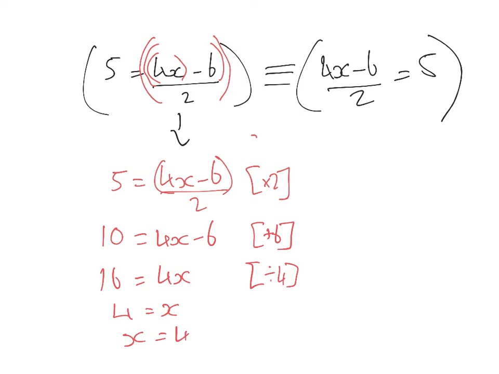Just test it, does it work? So is 5 equal to 4 times our x value, which is 4, take away 6, divided by 2. Well, 4 times 4 is 16. 16 take away 6 is 10. 10 divided by 2 is 5. Yes.